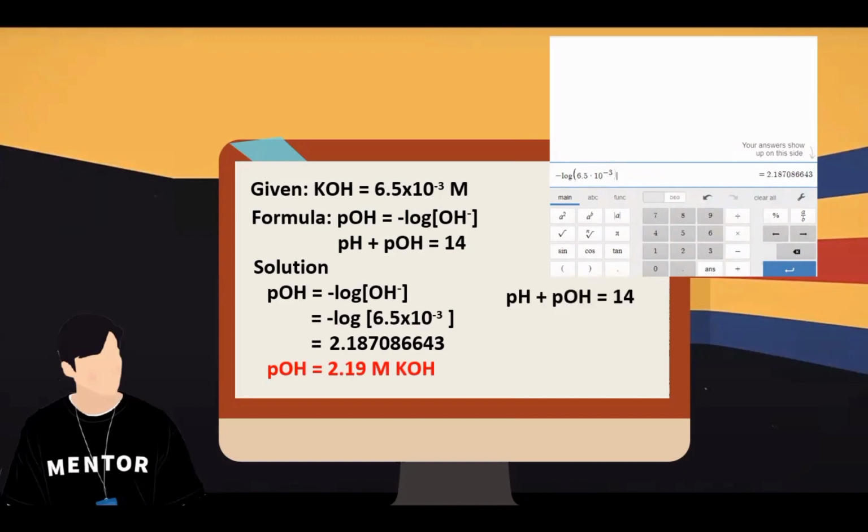Now, to find the pH, we use the formula pH plus pOH equals 14. We transpose: pH is equal to 14 minus pOH. So the final answer is pH is equal to 11.81, and this indicates the solution is basic.